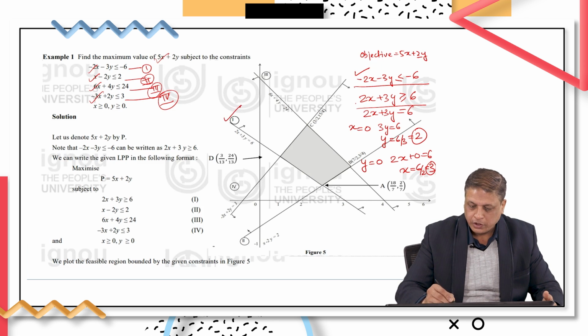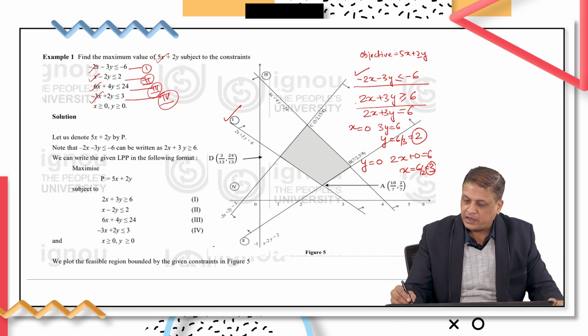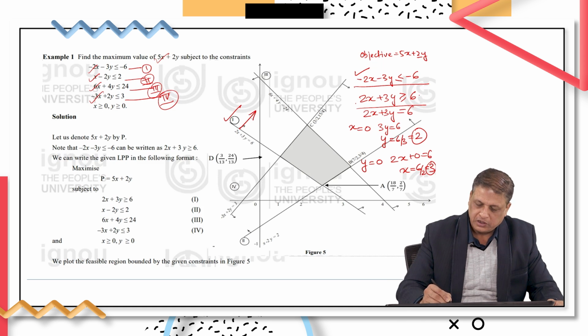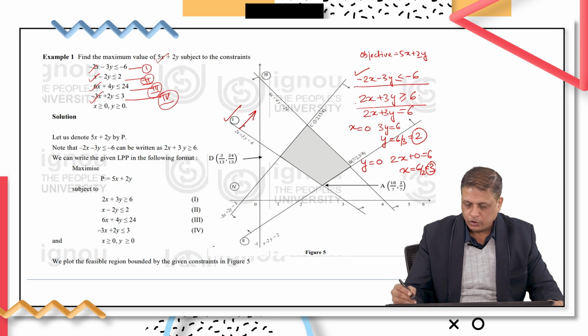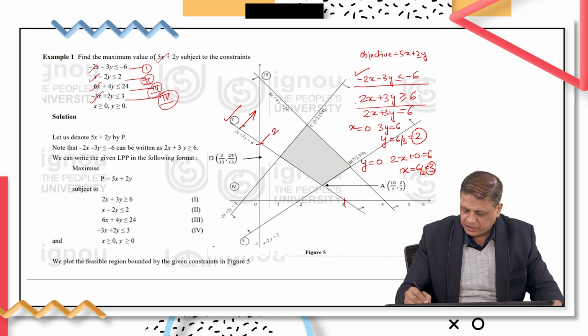So, this is our first equation, 2x plus 3y is greater than or equal to 6. So, the region should be in this direction. For the points of intersection, that is the x intercept and y intercept, the y intercept is 2, so this point is 2, and the x intercept is 3, this point is 3.